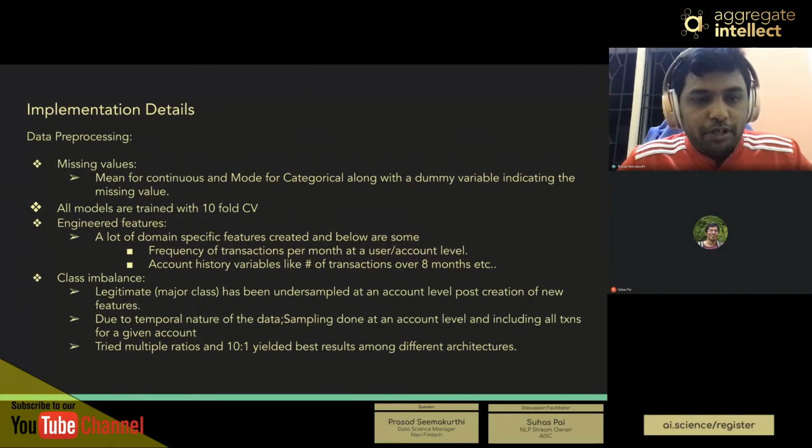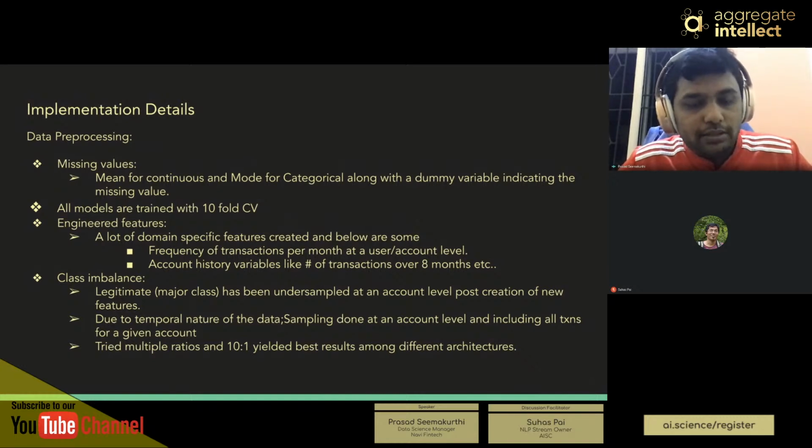If we delve deeper into the implementation details, in data pre-processing, they handled the missing values. The data contains a lot of missing values. For all the continuous variables, they used the mean to impute the missing values, and the mode for the categorical variables. Along with that, they created a bunch of columns which indicate whether a value is missing for a particular feature or not. They trained the models with tenfold cross validation across all the architectures.